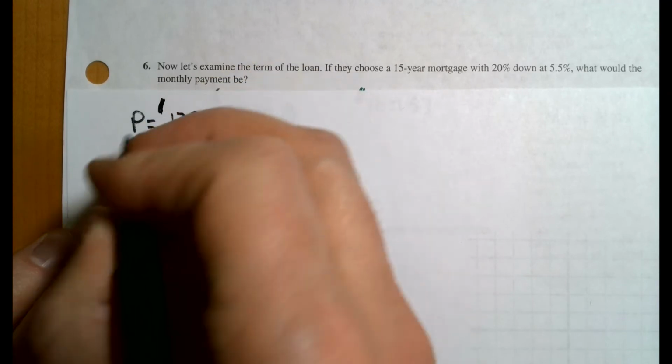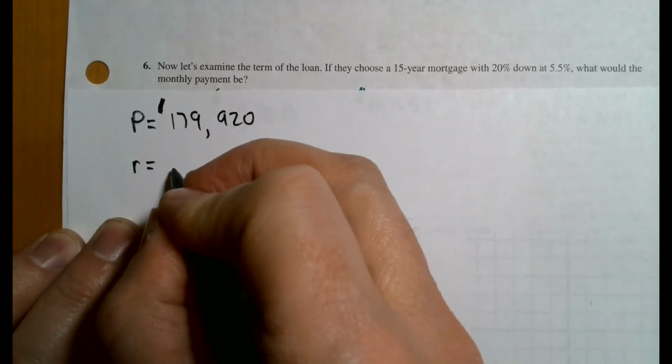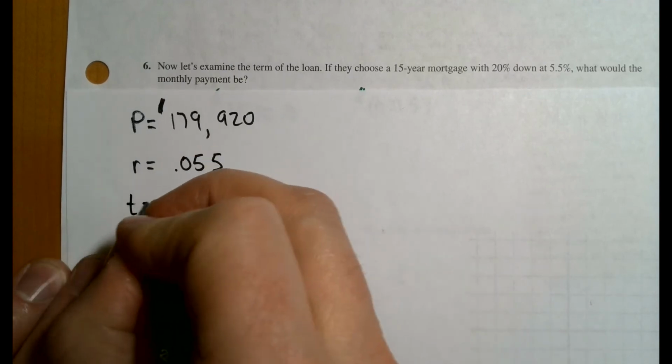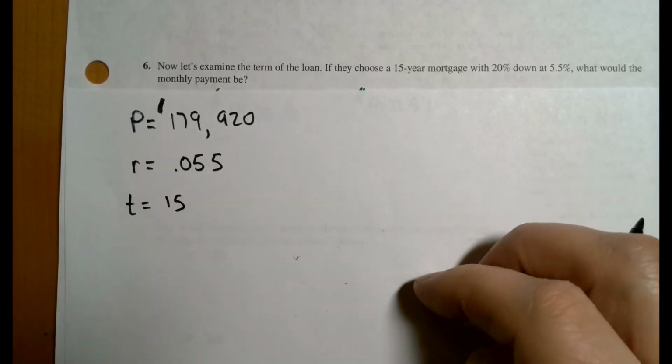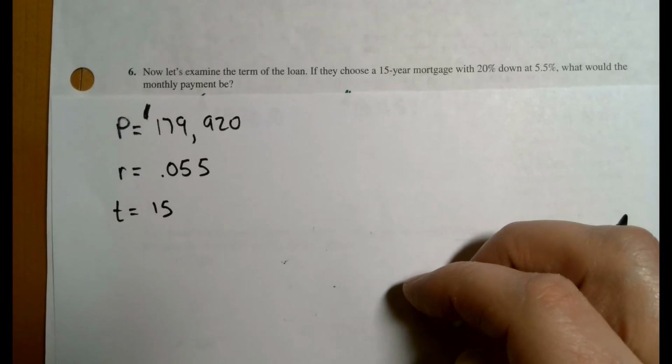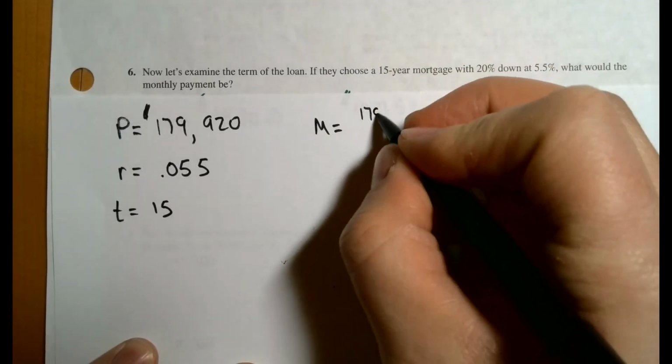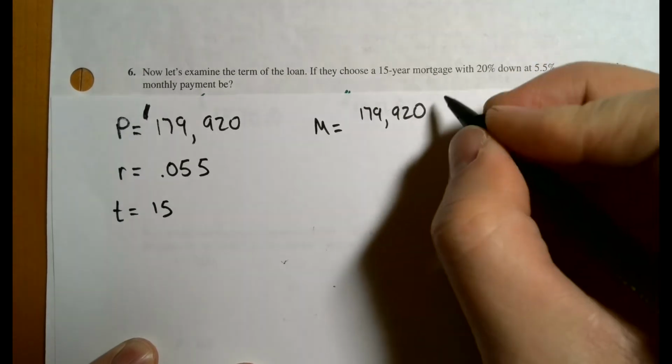$179,920. Our interest rate is 0.055, and now our time is going to be 15 years. Note this is half the length of the loan from the 30-year loan. So we'll plug all this into our monthly payment formula.